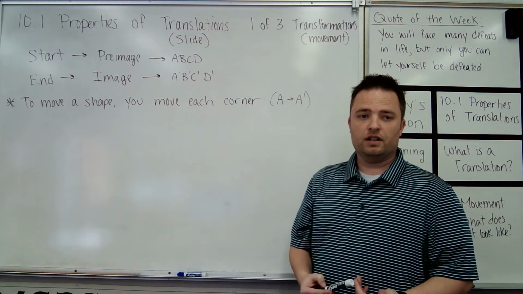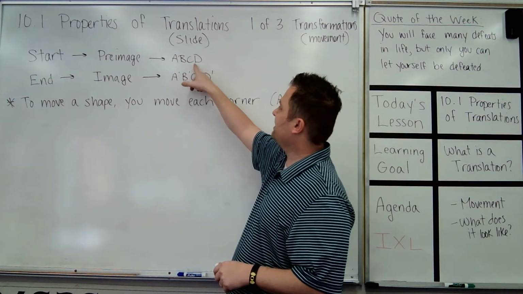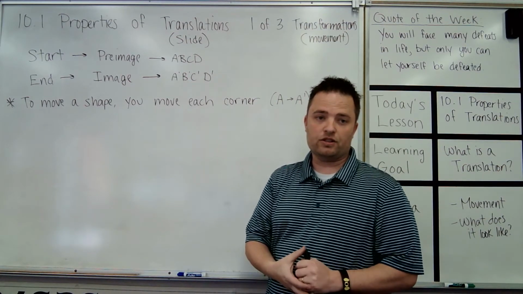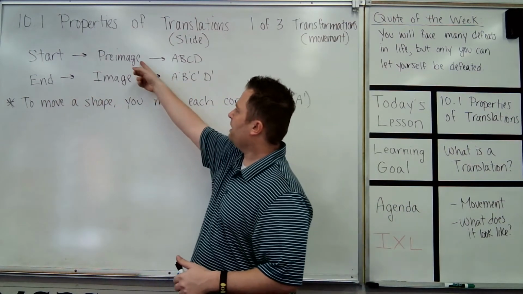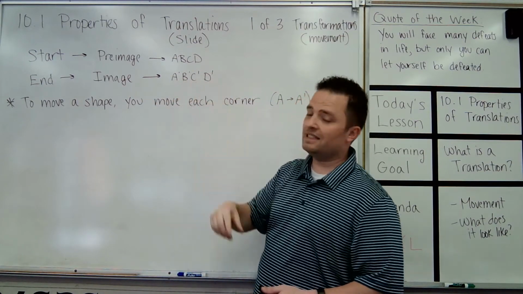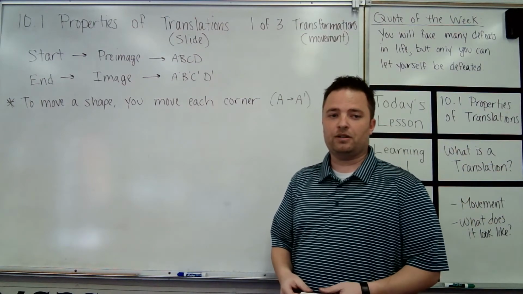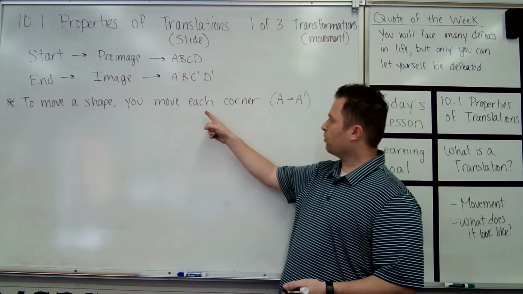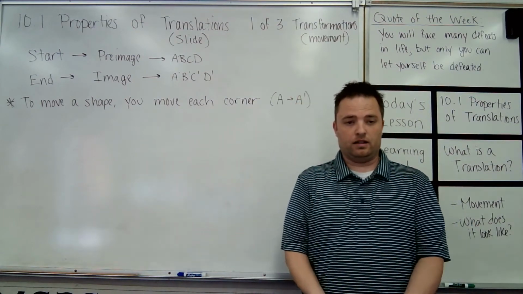The pre-image is the math word for, hey, this is the picture of where it started. And it's going to be labeled by A, B, C, D. Any of the regular letters will demonstrate that this is the starting image, the starting object. The ending will be called the image. Okay, so pre-image is before and image is after, and it's labeled with A prime, B prime, C prime, and D prime. Now, in the previous video, we discussed these apostrophes are called prime when talking about the ending location of an object. And to move a shape, we're going to move each corner of the shape. And that will be demonstrated in this video.